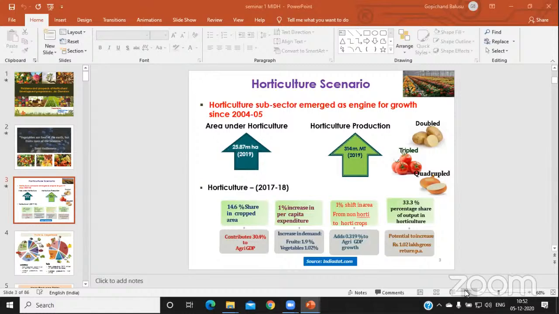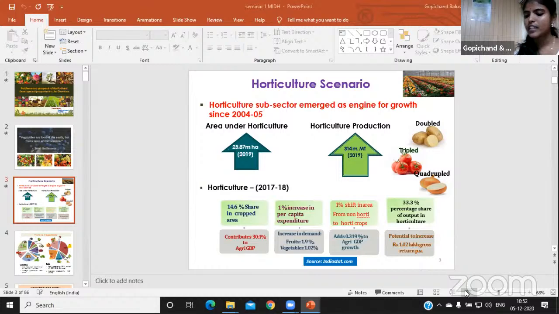And for technology dissemination also, for state institutes, ICAR institutes, if they are under the public sector, they are providing 100% subsidy.